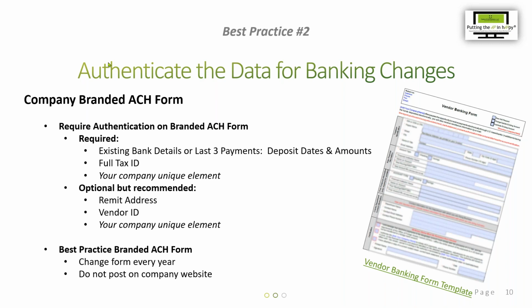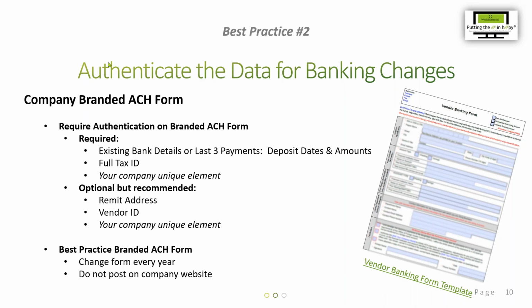And then optional but recommended, the remit address, the vendor ID. And I say that because some systems out there like PeopleSoft can have multiple locations that are based on remit addresses, and you want to make sure you're updating the right one. And then again, if your company has a unique element, you can make that optional instead of required.